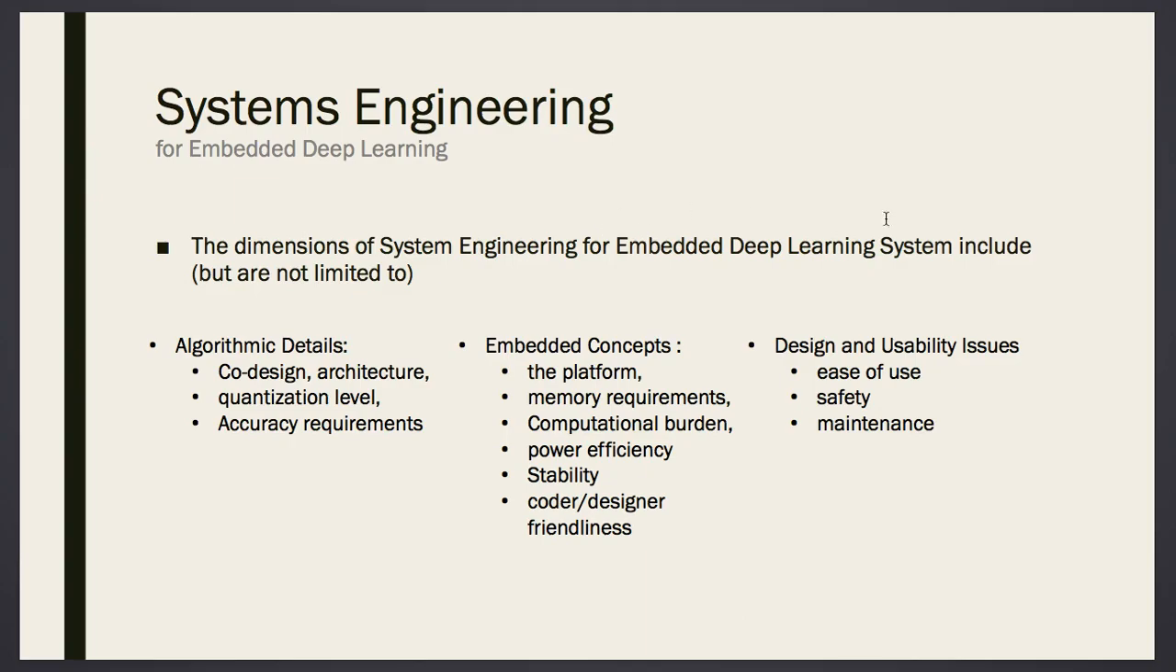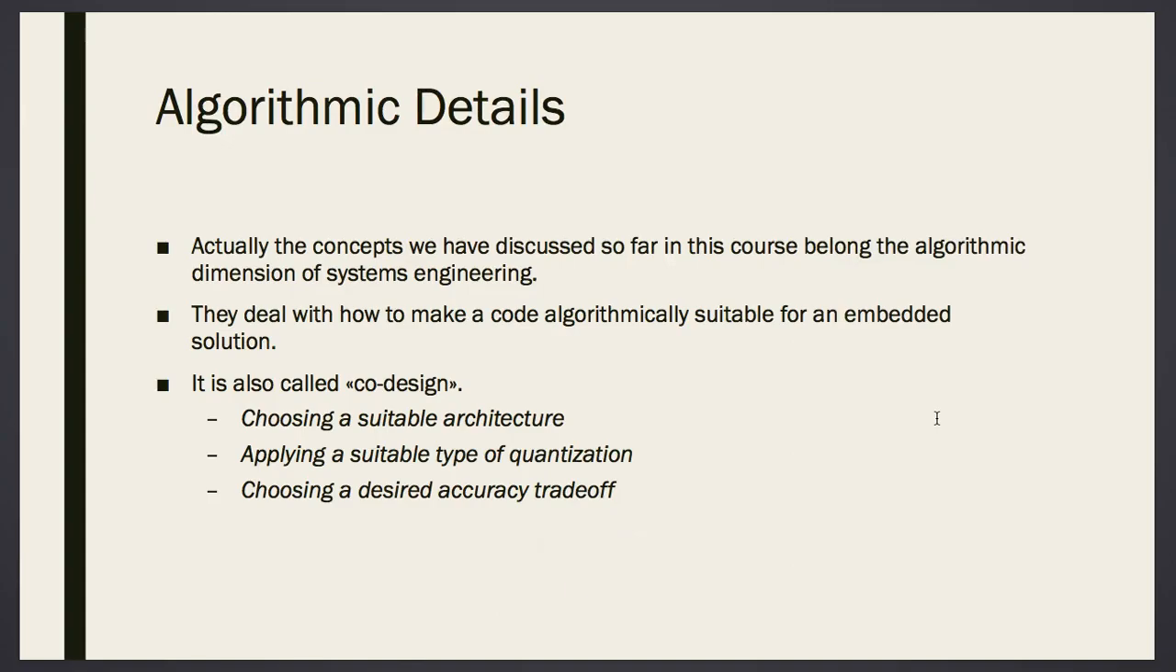Well, we won't be interested much in the third dimension. But regarding the first dimension, let's start with it, which is the algorithmic details. Actually, we have done a number of things. We have discussed them so far in this course. The algorithmic dimension of systems engineering: what is this dimension all about? This dimension deals with how to make a code algorithmically suitable for an embedded solution.